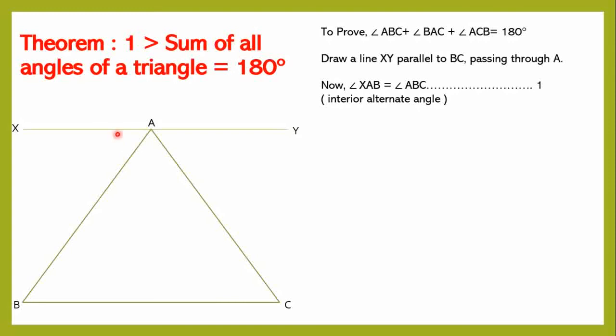Let's see. Here, this angle XYB is equal to this angle ABC, because angle ABC and angle XYB are interior alternate angles, because the lines XY and BC are parallel to each other, and AB is acting as a transversal for these two lines. So angle XYB is equal to angle ABC, because interior alternate angles are equal to each other.